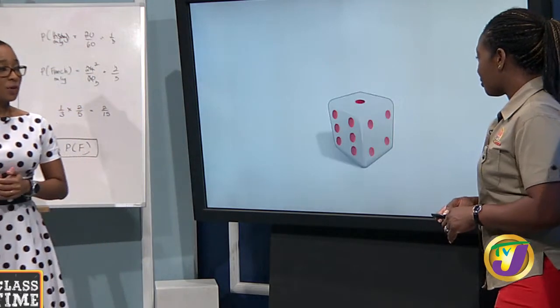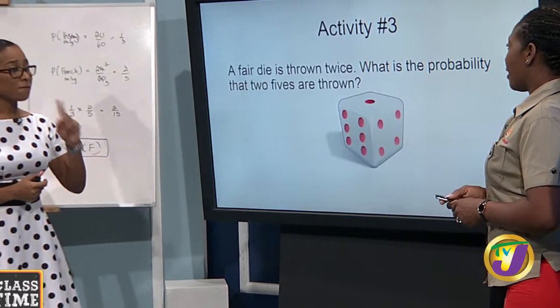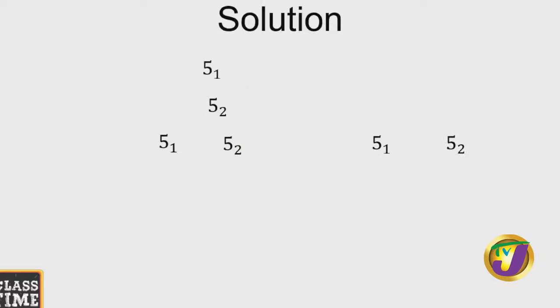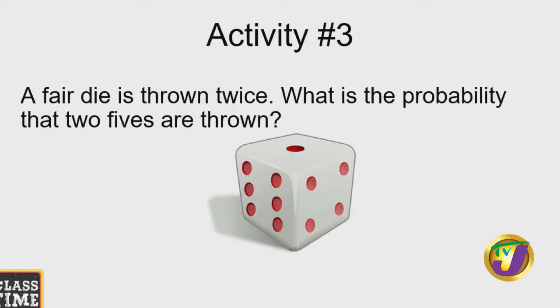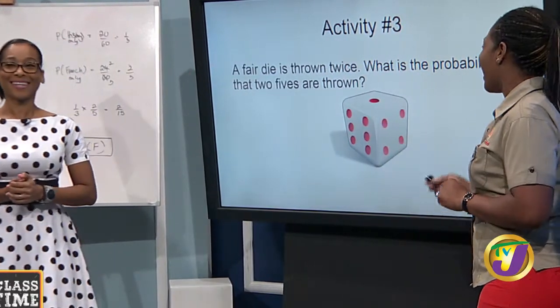So let's see if they're following. Let's look at another activity. A fair die is thrown twice. What is the probability that two 5s are thrown? Let's look at it before we even look at any solution. Why do you call it a fair die, by the way? Because it's balanced. There's no cheating in the die.